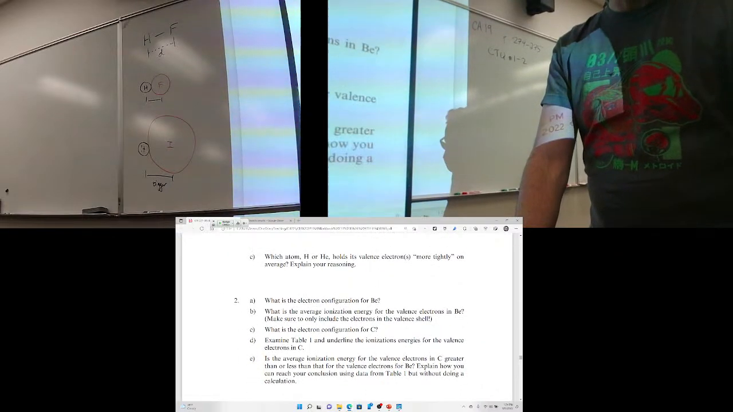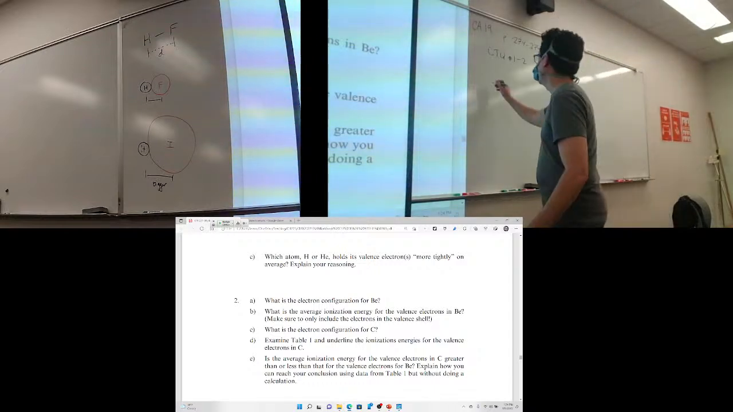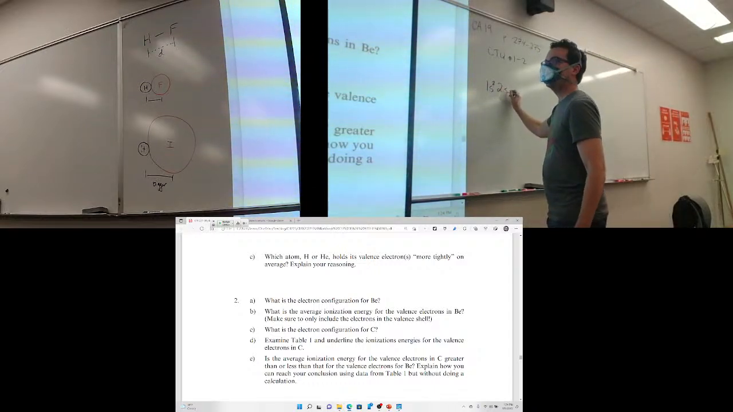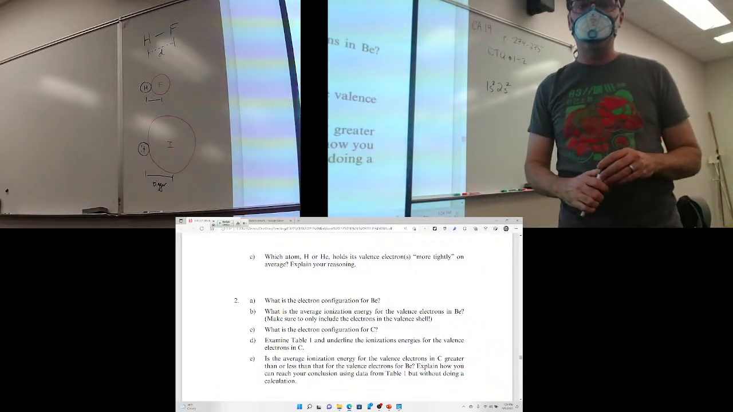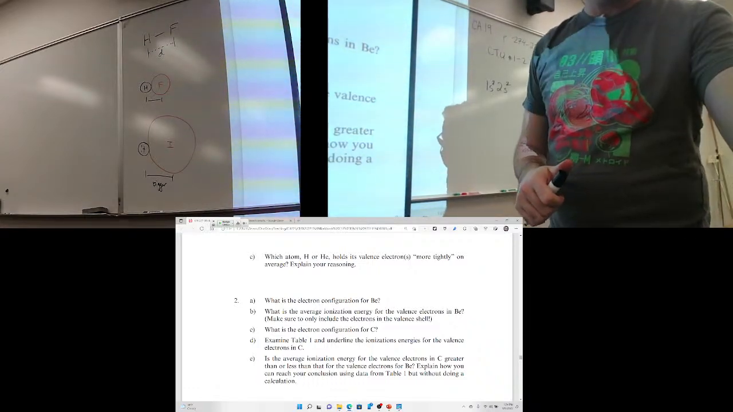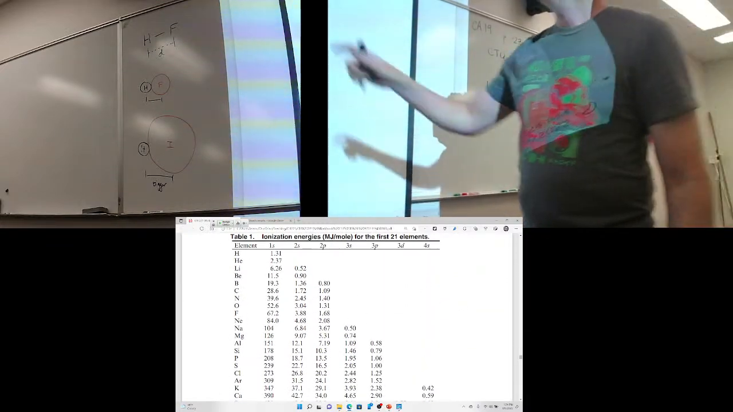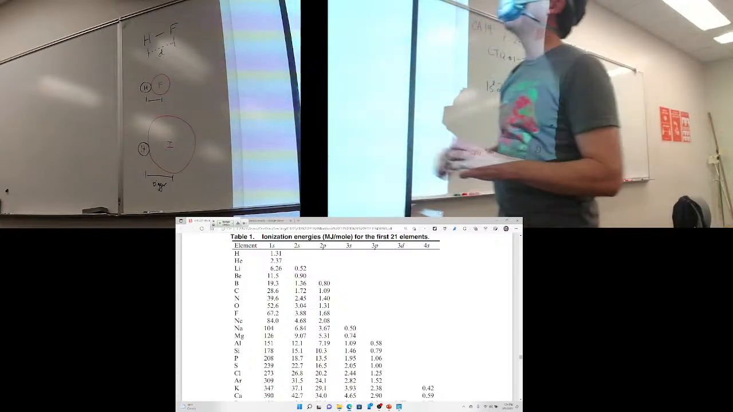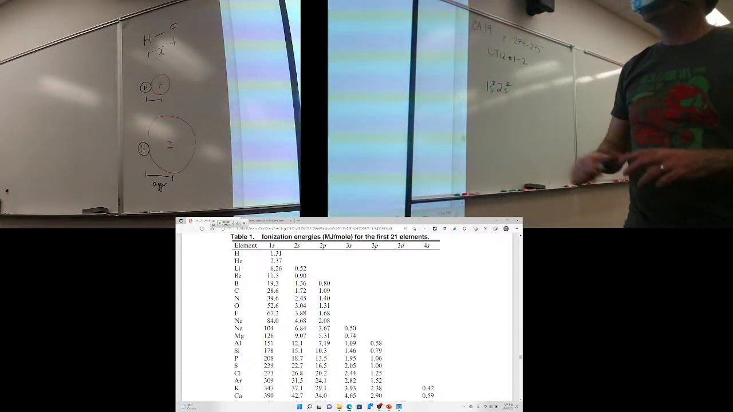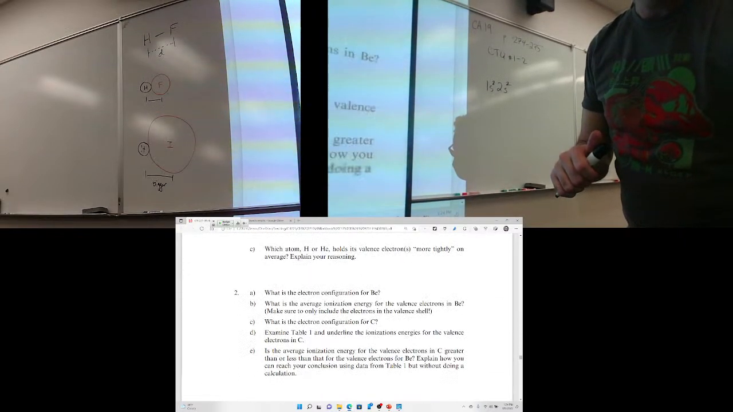So now we do beryllium. So what is the electron configuration? 1s2, 2s2. What is the average ionization energy for valence electrons in beryllium? There it is. So only 0.9, right? That's where the valence electrons are. They're in the 2s. And they're both 0.9. So 0.9.